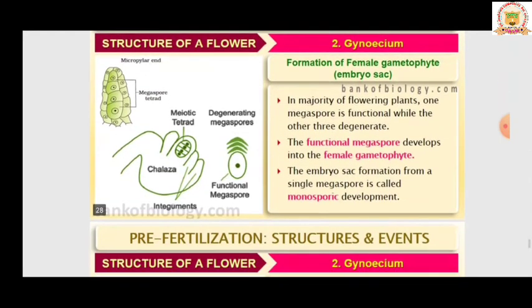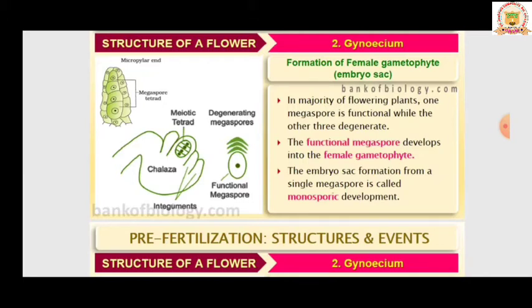In the majority of flowering plants, 1 megaspore is functional while the other 3 degenerate. After the meiotic division forms the 4 megaspore cells, among those 4 megaspores, usually 1 will be functional and the remaining 3 get degenerated. The functional megaspore develops into a female gametophyte. So among the 4, that functional megaspore is going to develop into a female gametophyte.